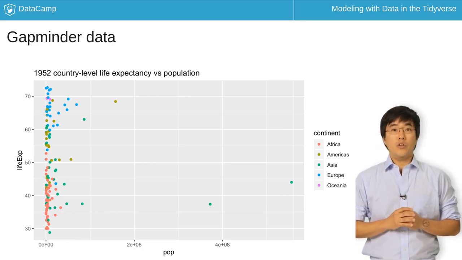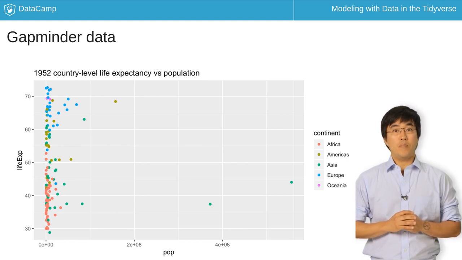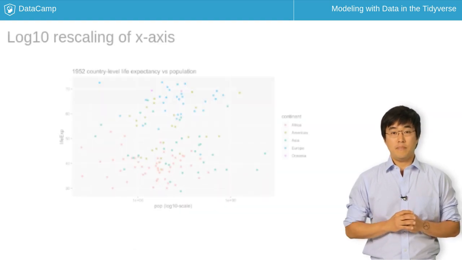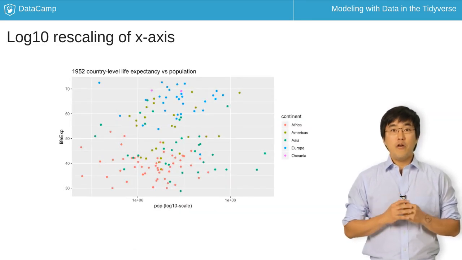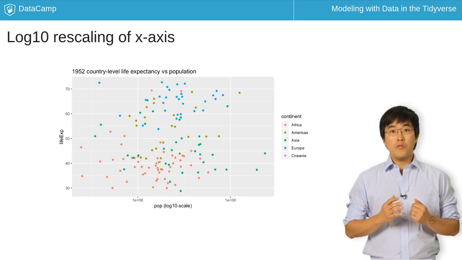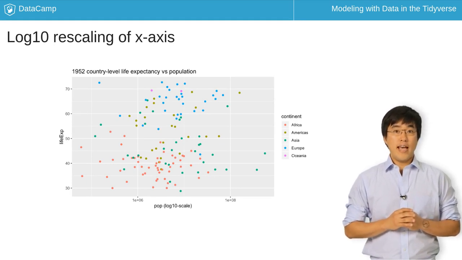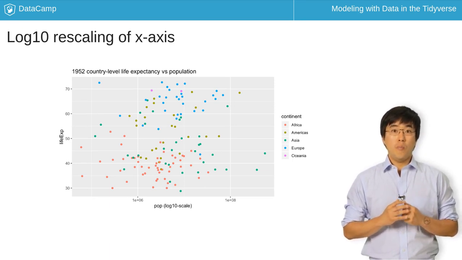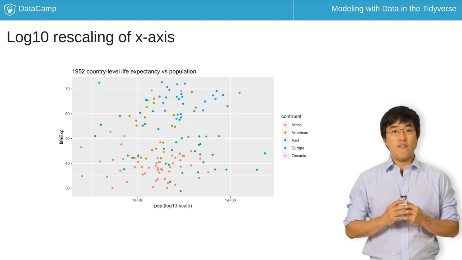To remedy this, you rescaled the x-axis to be on a log 10 scale. Now you can better distinguish points for countries with smaller populations. Furthermore, horizontal intervals on the x-axis now correspond to multiplicative differences instead of additive ones. For example, distances between successive vertical white grid lines correspond to multiplicative increases by a factor of 10.